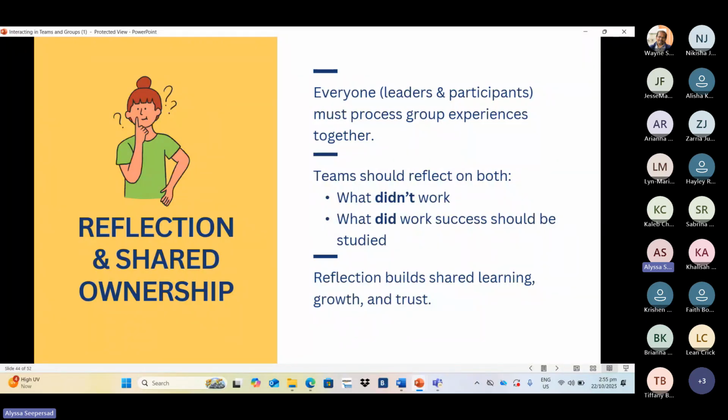So another important point, often teams focus only on fixing mistakes, but we also need to study our successes. Why did something work well? What did we do right as a team? So, reflecting on both failures and successes usually helps the team grow, improve, and trust each other more over time.